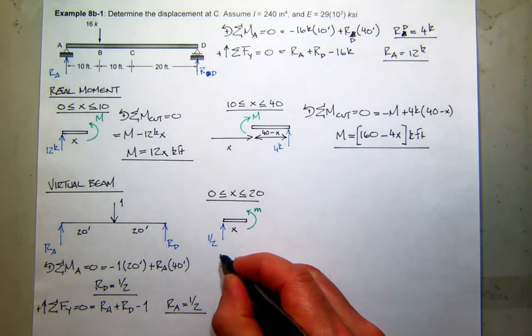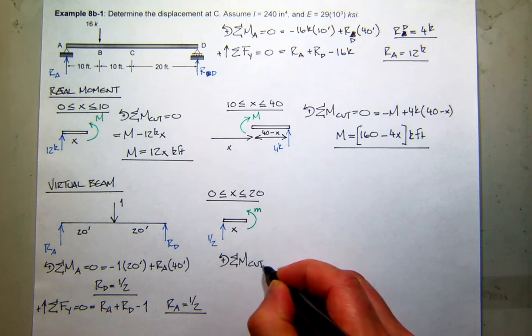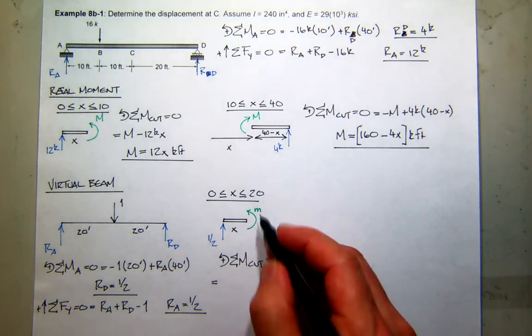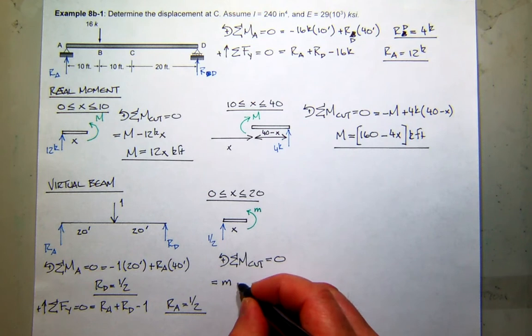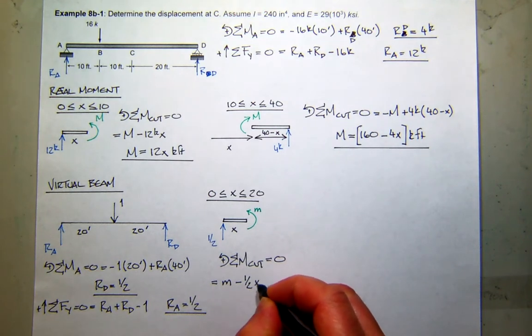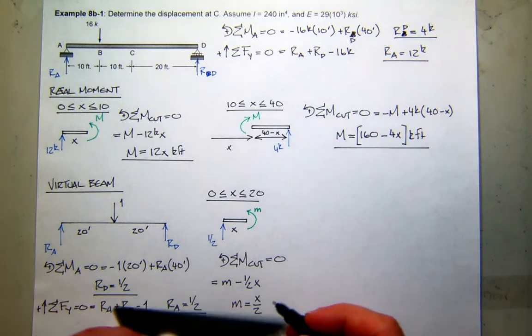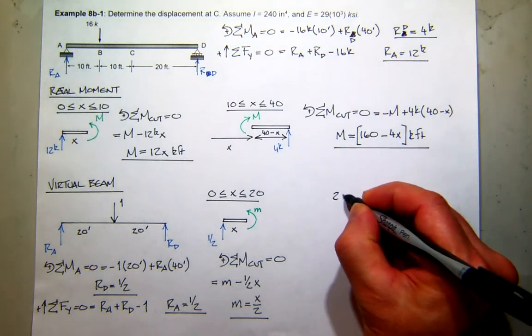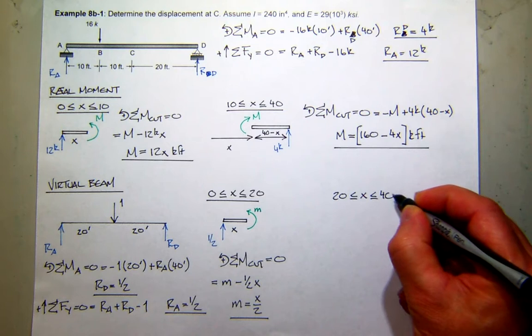So I can now sum moments at the cut, make sure it's equal to 0. And what do I have? I have my virtual moment m. About the cut, I have a negative moment created by the reaction, 1/2 x. So it looks like my virtual moment is just x over 2. And then I'll have to do it again. Find my virtual moment from 20 to 40.